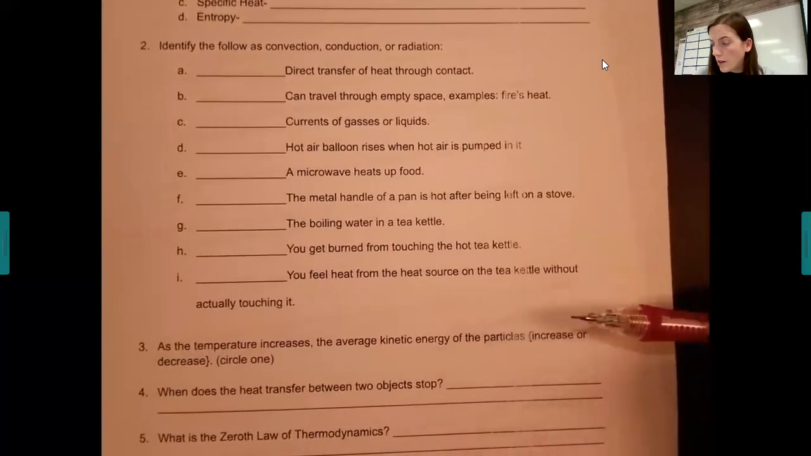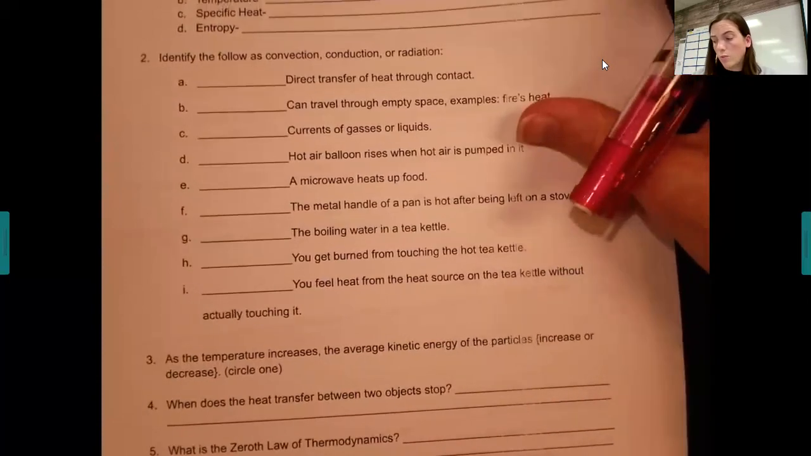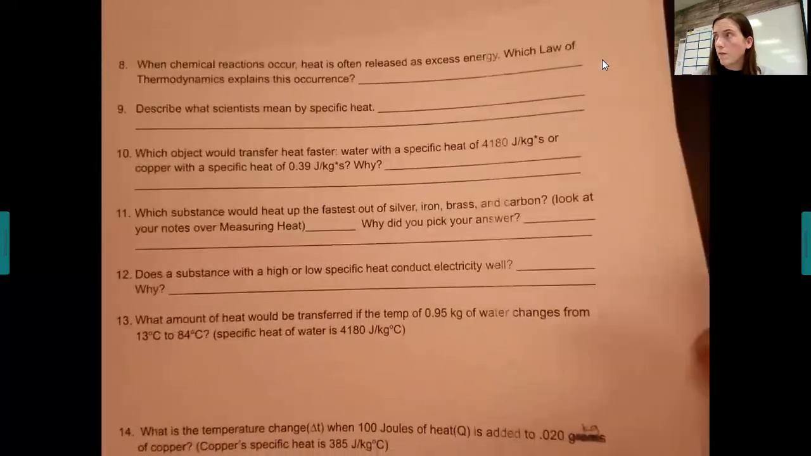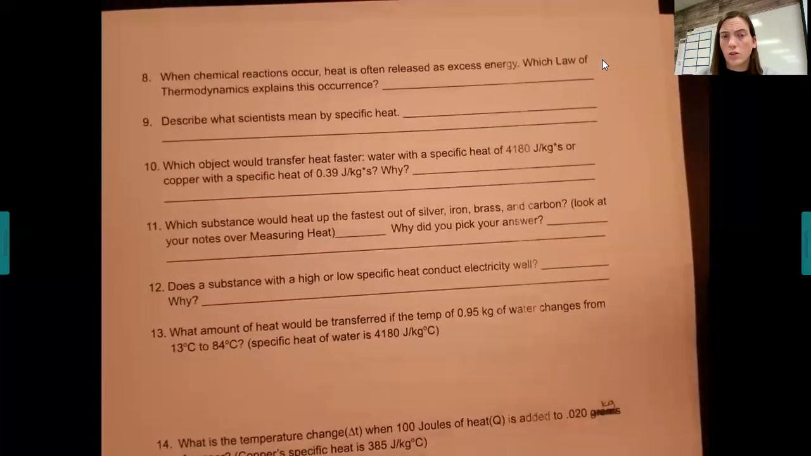All right, let's see. I'm going to skip to 9 because you should be able to answer 3 through 8 with your notes. All right, so number 9, describe what scientists mean by specific heat. Specific heat is talking about how much energy it takes to raise 1 kilogram of a substance by 1 degree Celsius. That's the definition of specific heat, how much energy.